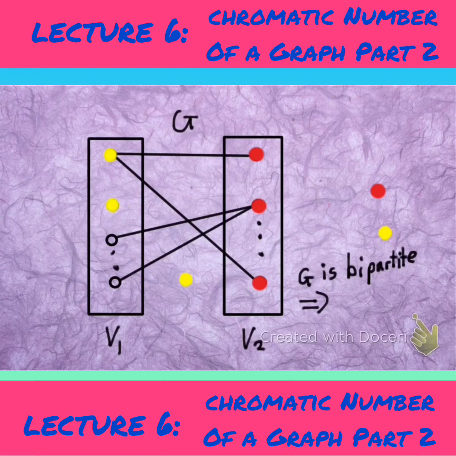So what does that mean? It pretty much means that the chromatic number of the graph G is 2. So the chromatic number is 2 if and only if the graph is bipartite.